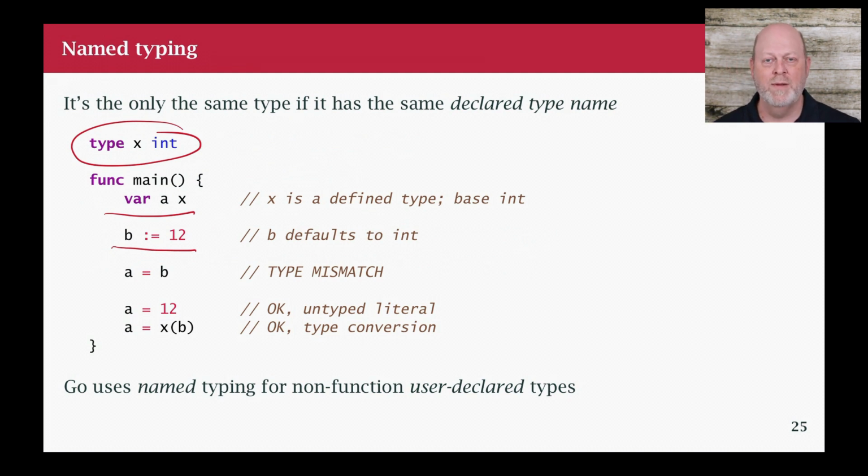Can we assign b to a? And the answer is no. They are not compatible because they're not the same type. They have the same underlying type, they're both ints, so they have the same structure and behavior, but because we gave x a different name, it's a different type. Now there are a couple of things we can do. Can I assign 12 to a? Yes, because numeric literals get special treatment. They're sort of untyped, other than having an integer versus a floating point number. And I can assign b to a if I convert it.